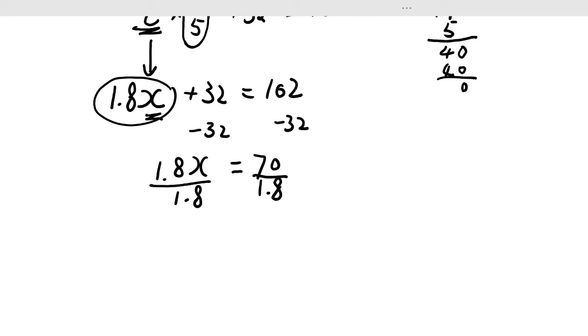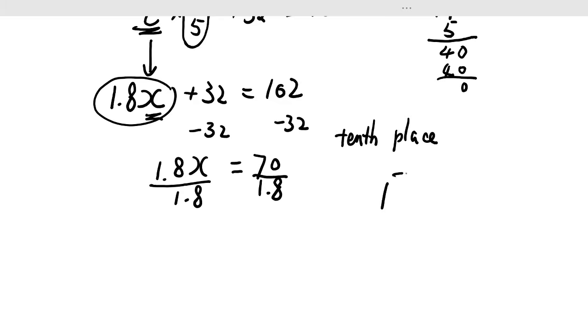Since it's just a practice, right? Let's round to the tens place. So we're going to round to the tens place. This means we have to do a division here: 70 divided by 1.8. So let's do that.